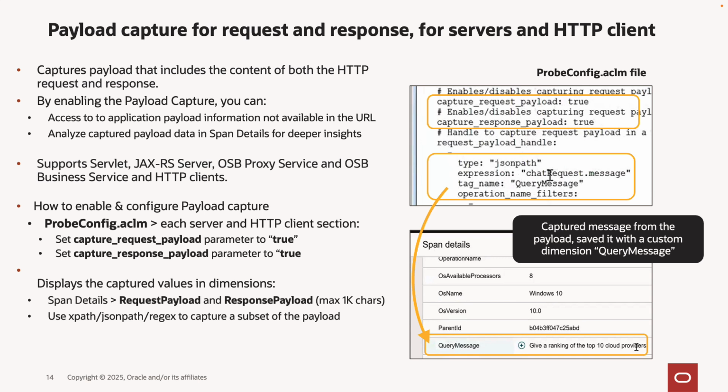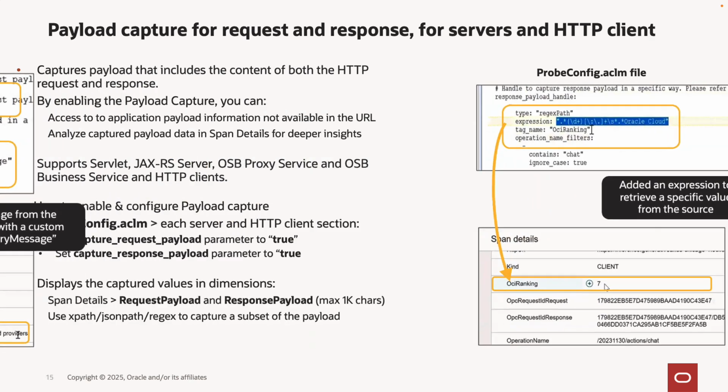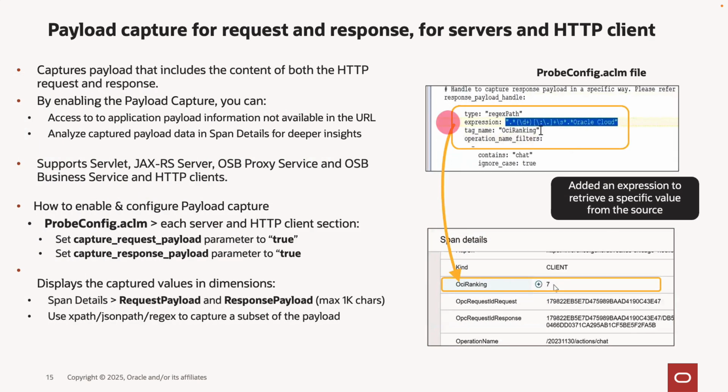The example on the screen shows when the capture payload settings are enabled in the configuration file. It also created a custom dimension name, which is used to display the value in the span details view. In another example, an expression is used to retrieve a specific value from the payload.